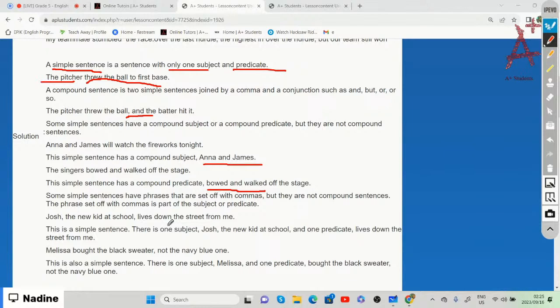And then some simple sentences have phrases that are set off with commas, but they are not compound sentences.